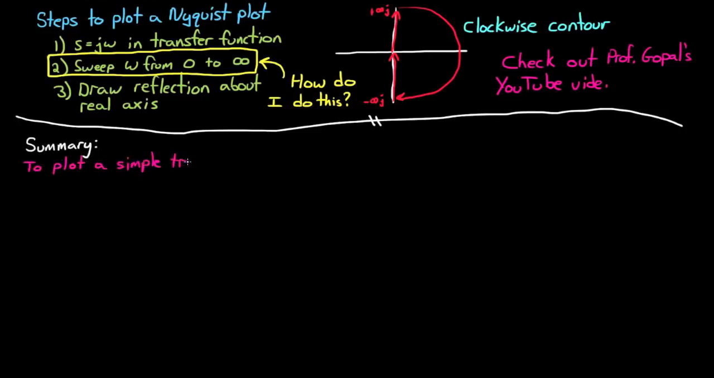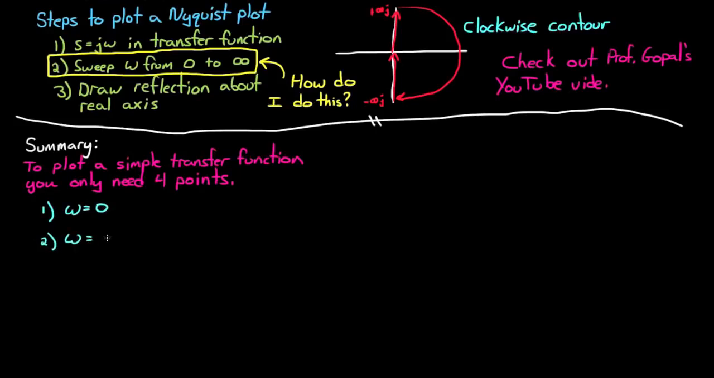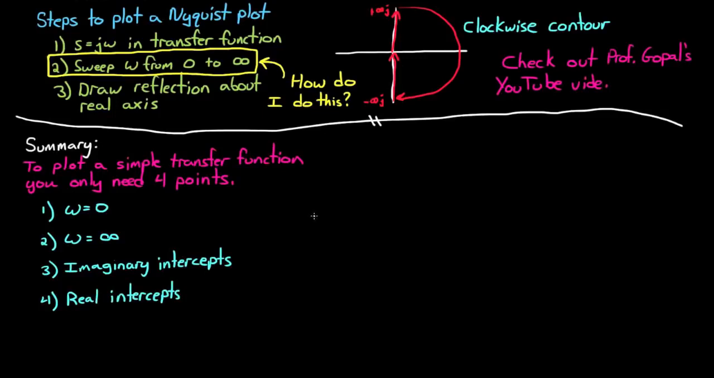For simple transfer functions, there are only 4 points that you need to solve for, and then from there you can deduce the shape of the entire plot. The first point is when omega equals 0. The second point is when omega equals infinity. These determine the starting point and midpoint of the Nyquist plot in the w plane. The third point is where the plot crosses the imaginary axis, and the fourth point is where the plot crosses the real axis. So let's try this with our original transfer function and see what we get.